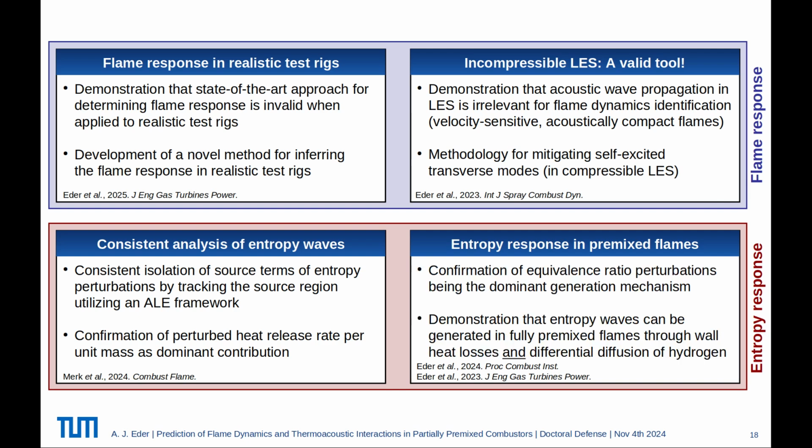And the last building block, what we just saw in a couple of slides before, we confirmed that equivalence ratio perturbation is the dominant generation mechanism, even in the case of severe wall cooling or severe wall heat losses and differential diffusion. Therefore, we said that this should be generalizable, and we demonstrated that entropy waves can be generated even in fully premixed flames through wall heat losses and differential diffusion of hydrogen.